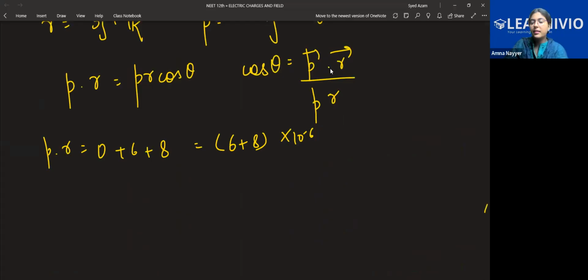And the position vector, right? We have multiplied both of these. P dot R was 0 plus 6 plus 8, which we can write as 14 into 10 to the power minus 6. So P dot R has been solved. Now P into R means the magnitude of both of these vectors. R's magnitude, 5, we have calculated. The magnitude of P is also required.